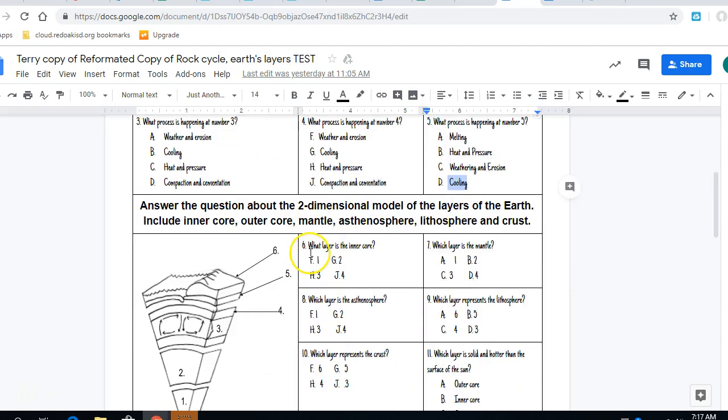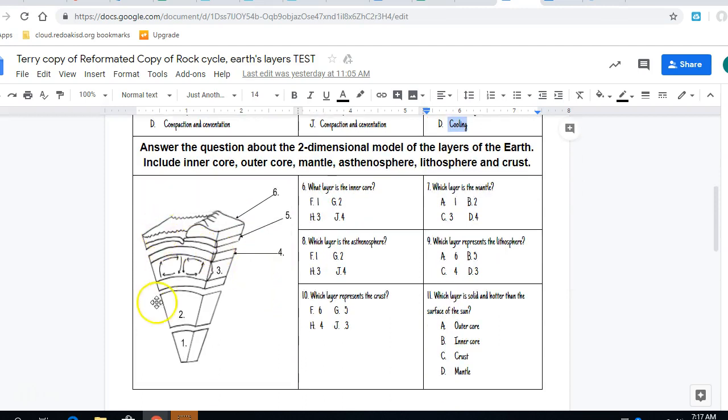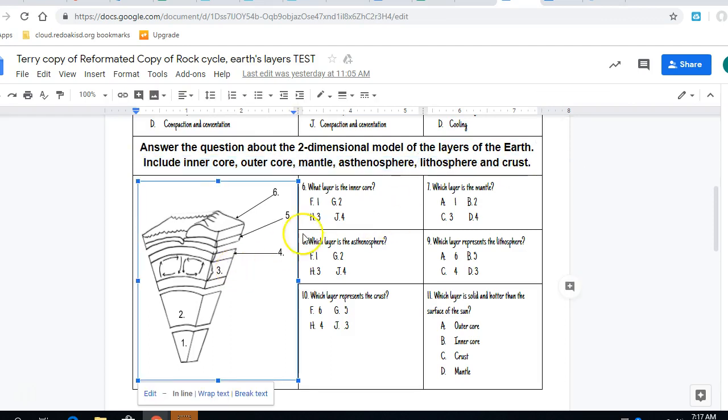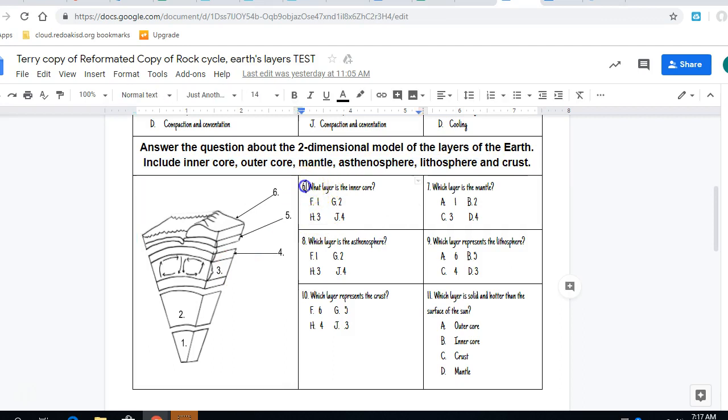All right, you're going to answer these next questions about this two-dimensional model of the layers of the Earth. You need to be able to include the inner core, outer core, mantle, asthenosphere, lithosphere, and the crust. So, which number layer represents the inner core? Is it 1, 2, 3, or 4?